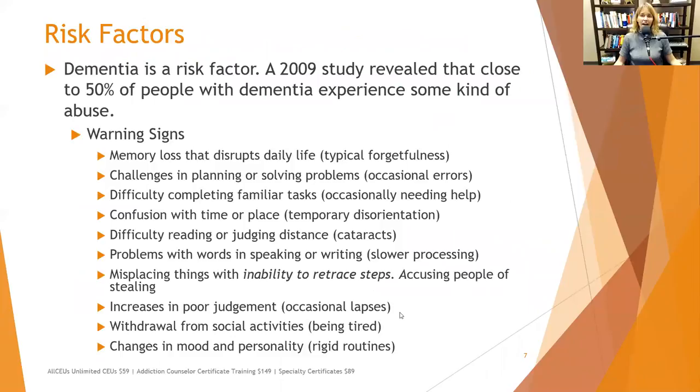Dementia is a risk factor. A 2009 study revealed that close to 50% of people with dementia experience some kind of abuse. So why is this important? Well, if we've got a client that has early onset dementia, that has alcohol-related dementia, that has some cognitive deficits in any sort of way, but especially dementia, we want to be aware of that.